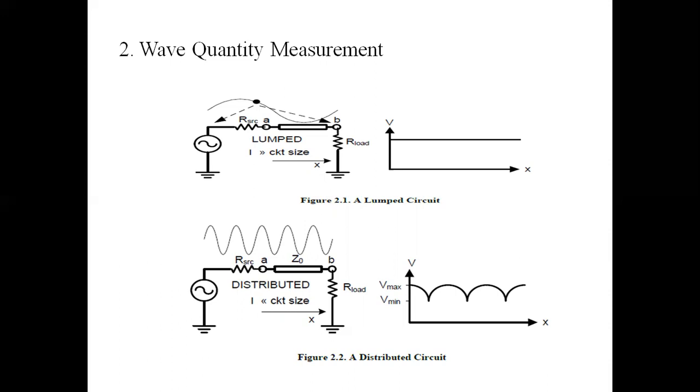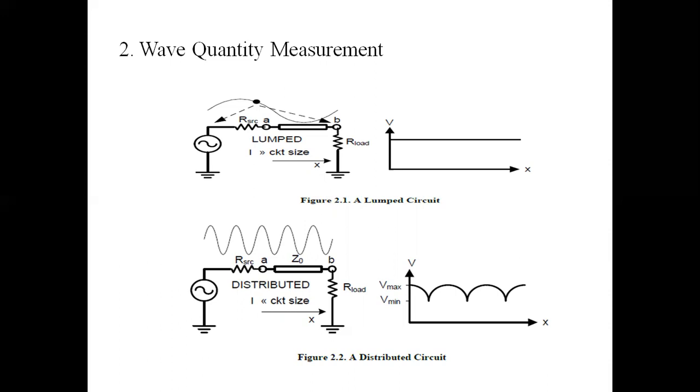As a result, the measured voltage and current are independent of the location on the cable. This situation is shown in figure 1, and the circuit is referred to as a lumped element circuit, or lumped circuit.